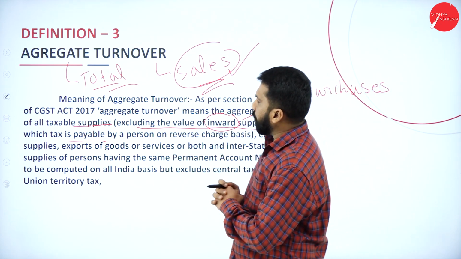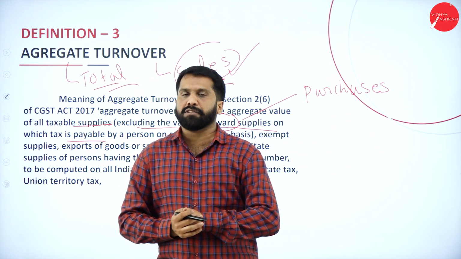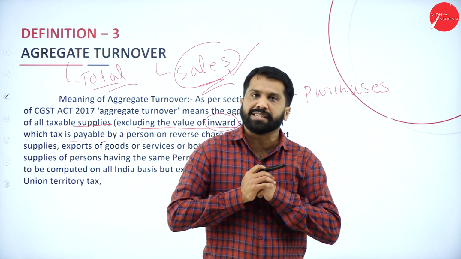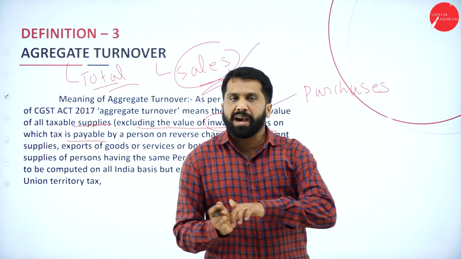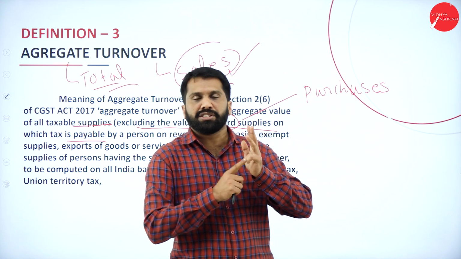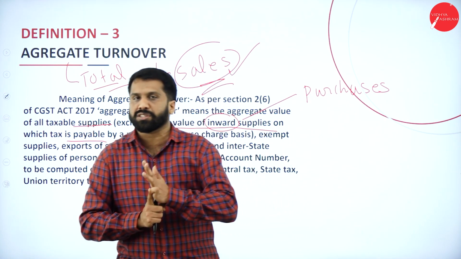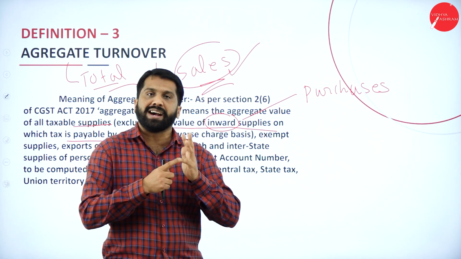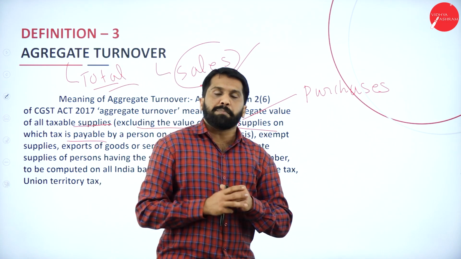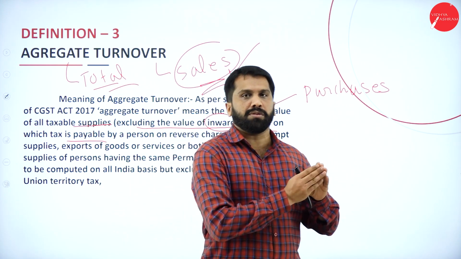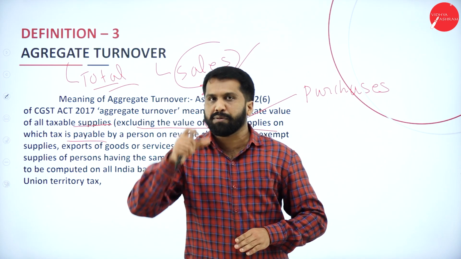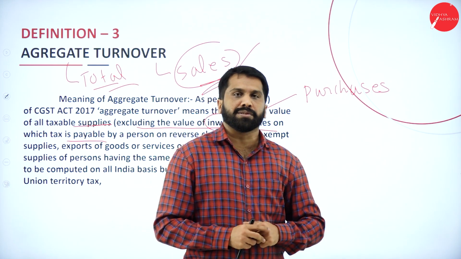Now, I'll tell you a shortcut here. No need to learn any definition. What is aggregate turnover? All these sales are called aggregate turnover. What do we have to exclude? Any taxes like CGST, SGST, IGST, UGST, any VAT or any other taxes, we have to remove. Any purchases included, we have to remove. Any job works, we have to remove. Other than this, everything comes under aggregate turnover.